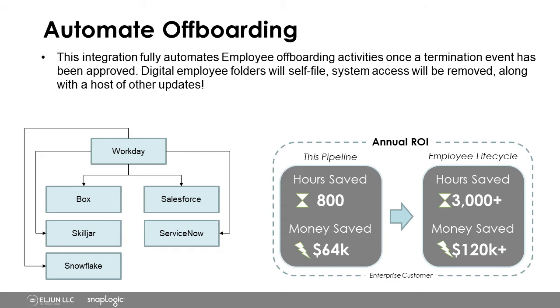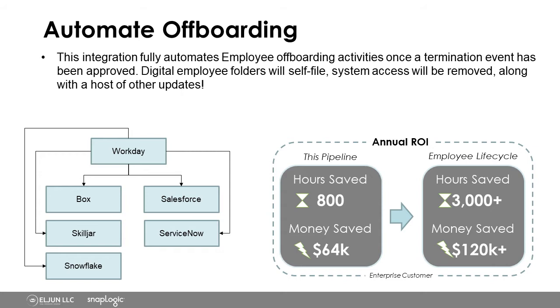You're going to see employee files move inside of a digital store inside of Box. We'll see account deprecation or deactivation inside of SkillJar, Salesforce, and ServiceNow. And then finally, you'll see a database update showing that termination event inside of Snowflake. So any of these systems could be interchangeable with whatever you have in your ecosystem.